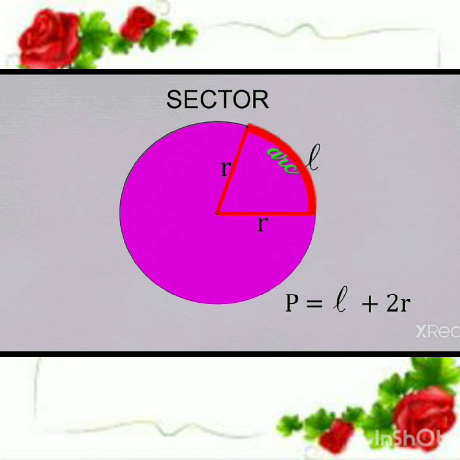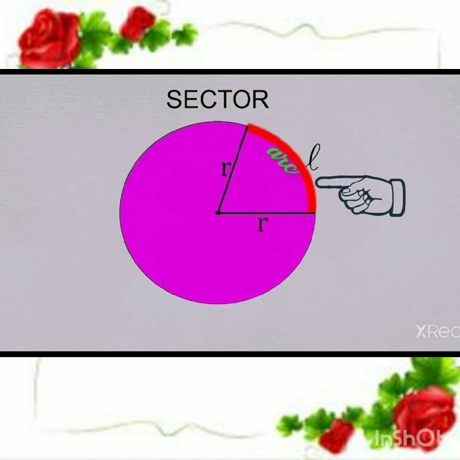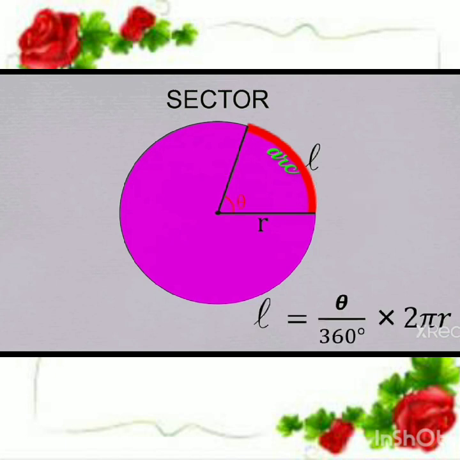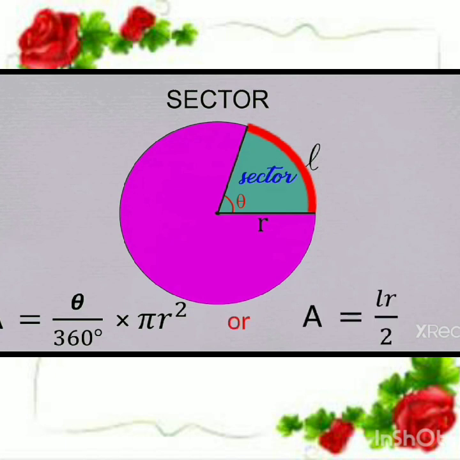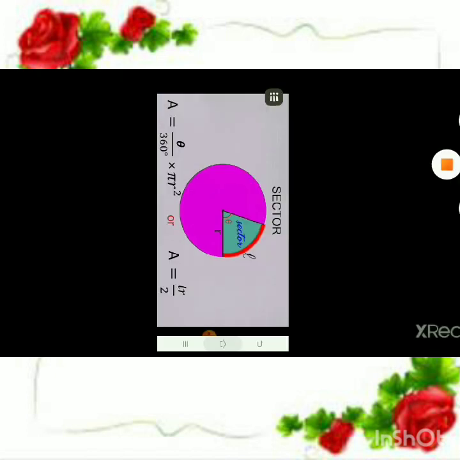Consider the angle of sector be theta and the length of the arc is theta by 360 degree into 2 pi r. So L is equal to theta by 360 degree into 2 pi r. The sector is a part of the circle. The area of the sector is a part of the area of the circle. That is, area of the sector is theta by 360 degree into pi r square. We can also find the area of the sector using the formula A equal to LR by 2.